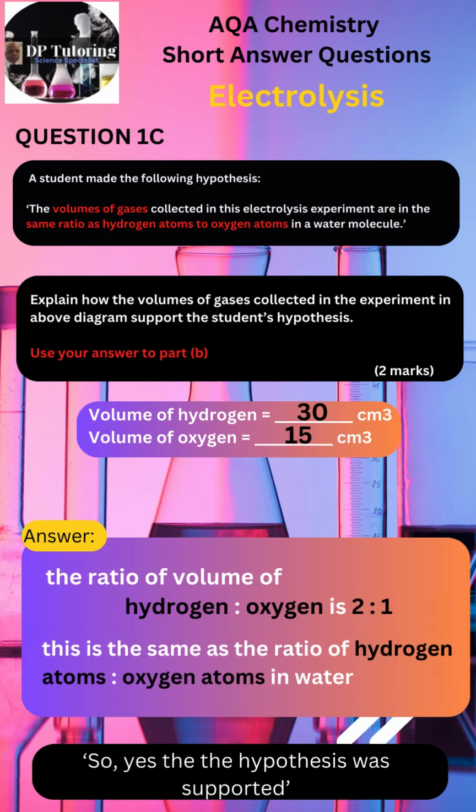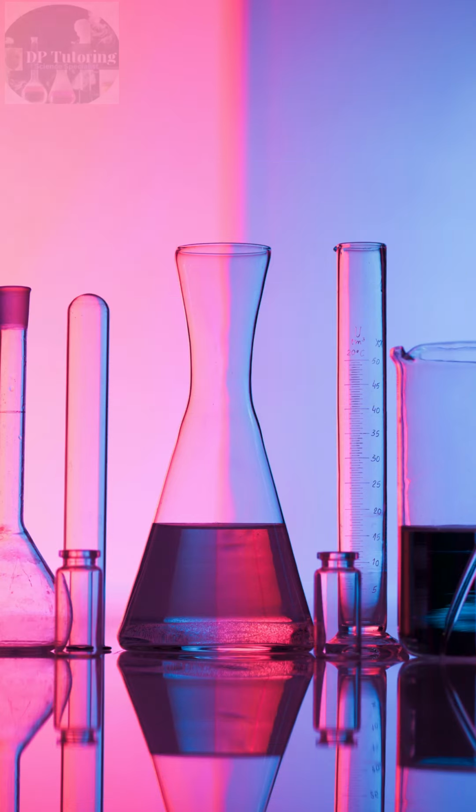However, let's break down the answer. The ratio of the volume of hydrogen to oxygen is 2:1. This is the same as the ratio of hydrogen atoms to oxygen atoms in water. So, the gas collected supports the student's hypothesis.